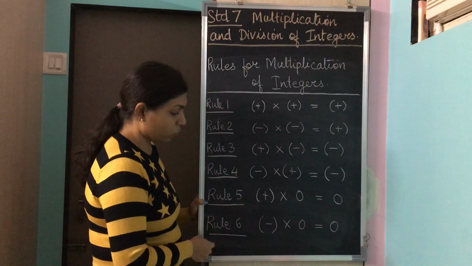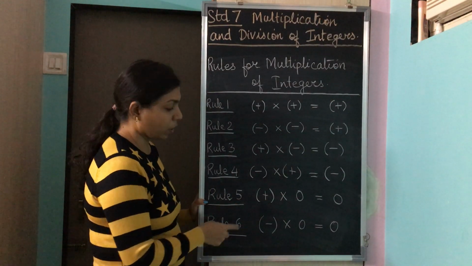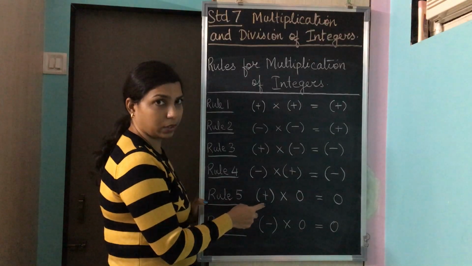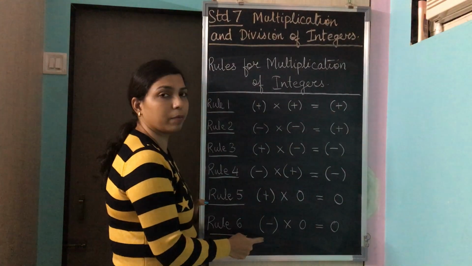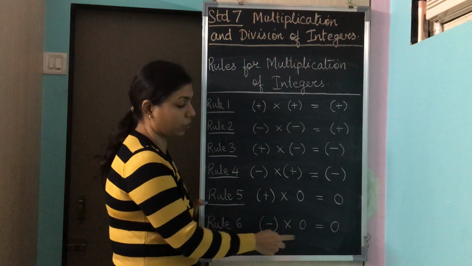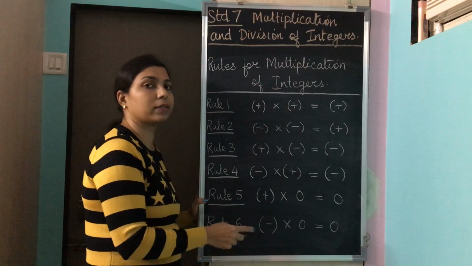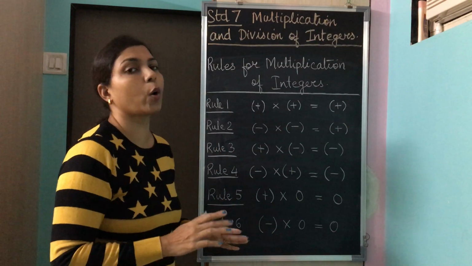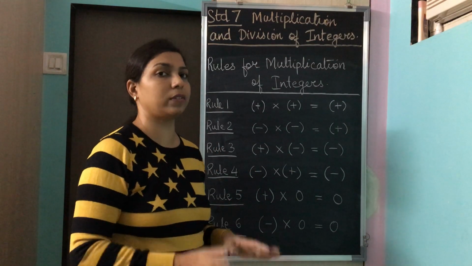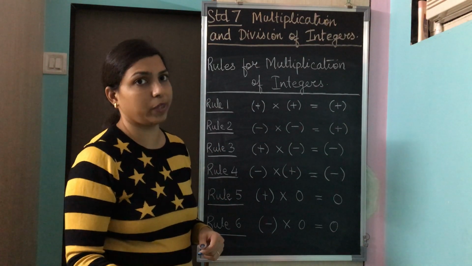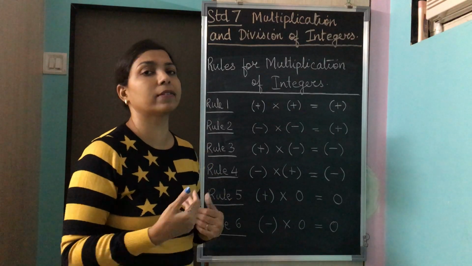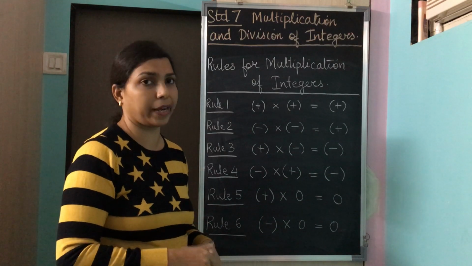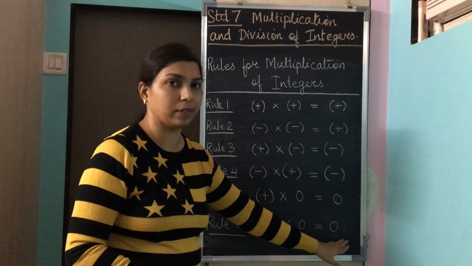Rule 5 and rule 6 are very important. Whenever you multiply a positive number with 0, your answer is going to be 0. Whenever you multiply a negative number with 0, again your answer is going to be 0. If you remember, when you multiply any number with 0, your answer is going to be 0, and 0 is a neutral number, so you cannot write it as positive 0 or negative 0. It just remains as 0.